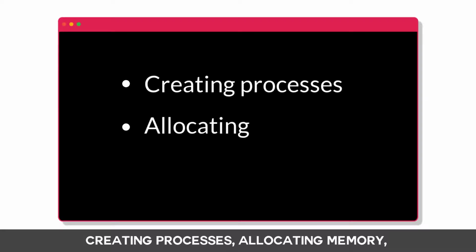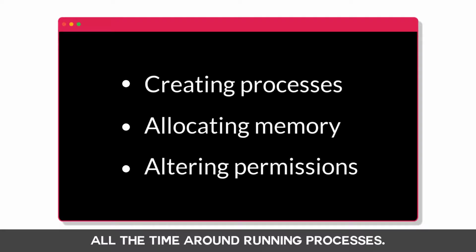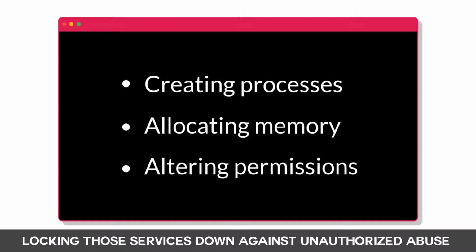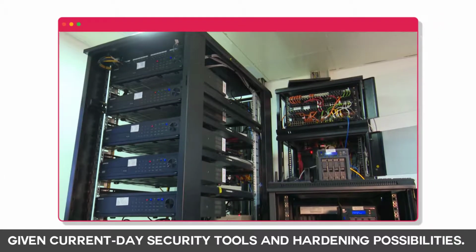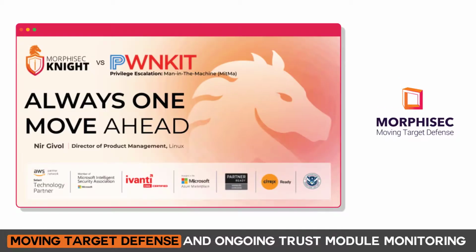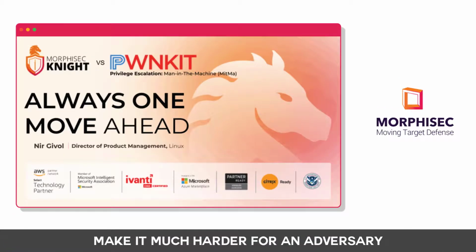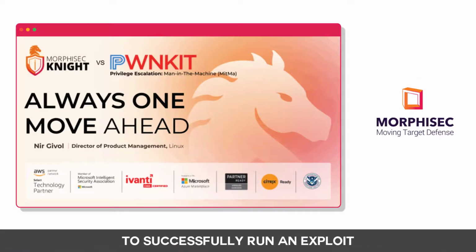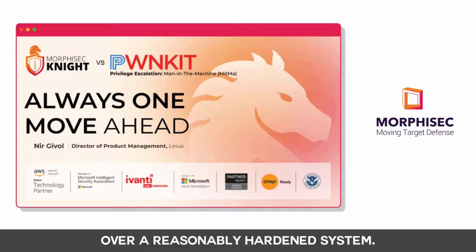From a broader perspective, creating processes, allocating memory, and altering permissions happen all the time around running processes. Locking those services down against unauthorized abuse is extremely hard to achieve, given current-day security tools and hardening possibilities. As this demo presented, moving target defense and ongoing trust module monitoring make it much harder for an adversary to successfully run an exploit over a reasonably hardened system.